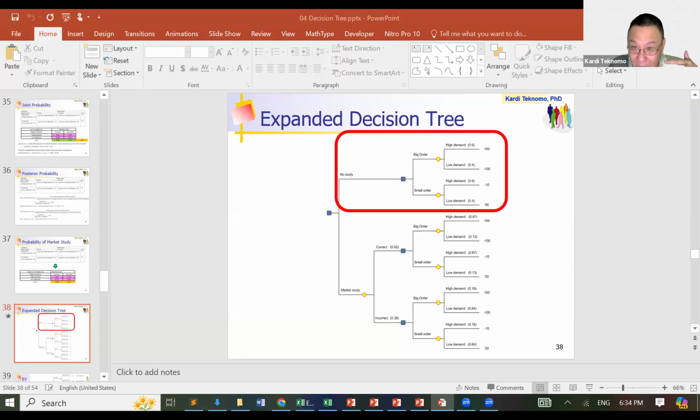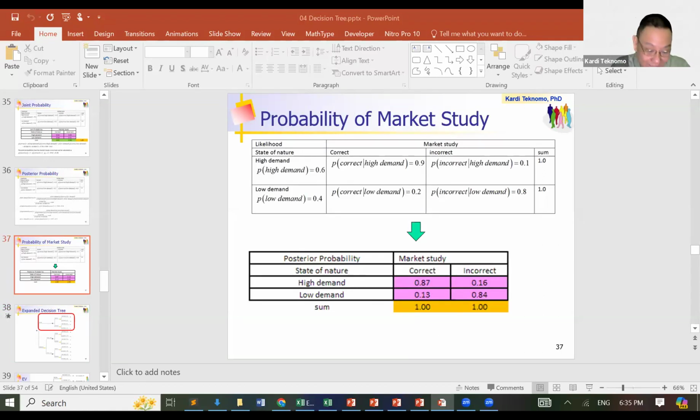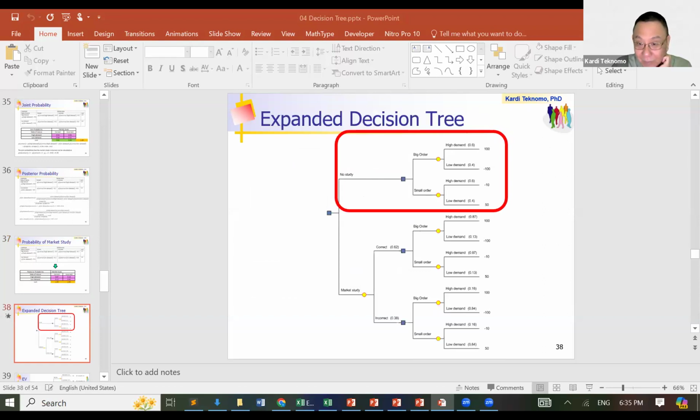Now the probability is 87 and 13. Where does this come from? From here, from the post study. 87%, 13%, 16, and 84. So there you can see, if the market study is correct, 87% high demand, low demand is 13%. If the market study is incorrect, high demand becomes 16%, low demand becomes 84%.